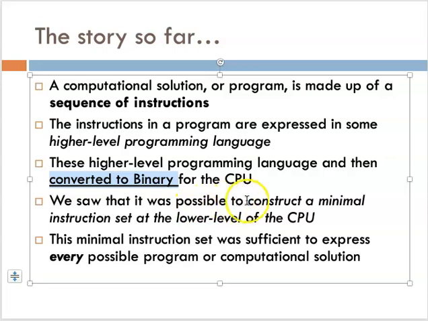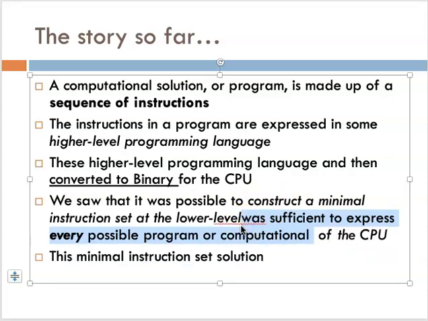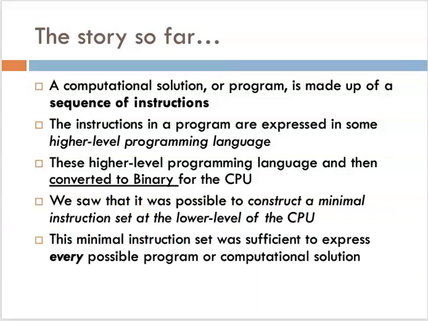And so we also see that it's possible to construct some minimal instruction set at the lower level of the CPU. And that's what we saw with the assembly a little while ago as well. And that minimal instruction set was sufficient to express every possible program or computational solution. Because it's Turing complete, and that means it can solve whatever problem a Turing machine can solve. And so a problem or a function is said to be computable if you can find a Turing machine for it. So anything that's possibly computable can be computed by any Turing complete machine that you might have.